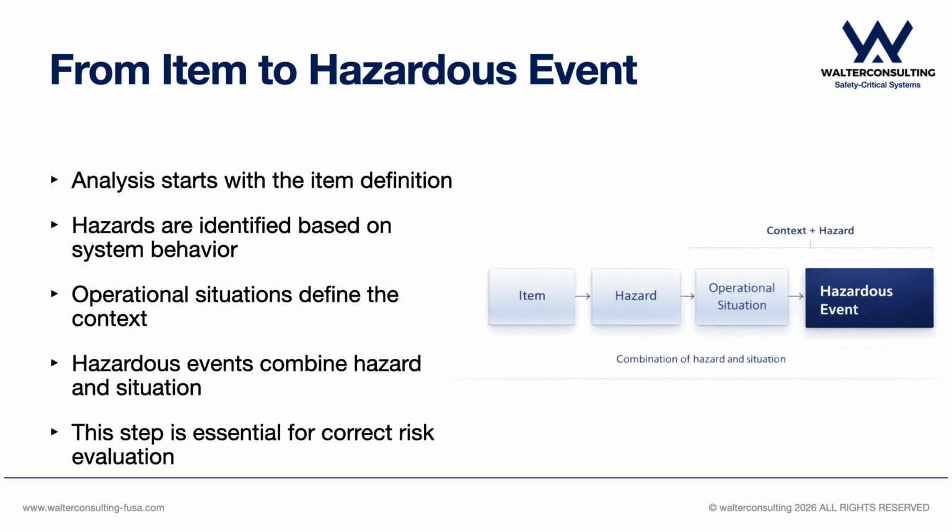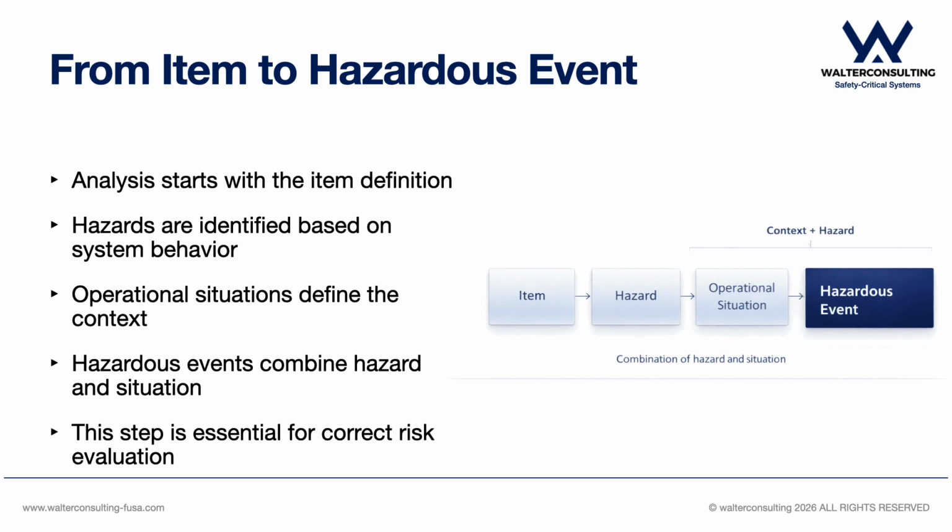The starting point is always the item. This is the system that is being developed. Next, engineers identify potential hazards. A hazard is a potential source of harm caused by the system. But a hazard alone is not enough. We also need to consider the operational situation. This describes the context in which the system is used. For example, driving at high speed or driving in city traffic. When we combine a hazard with a specific operational situation, we get a hazardous event. And this is the key element that is evaluated in HARA.